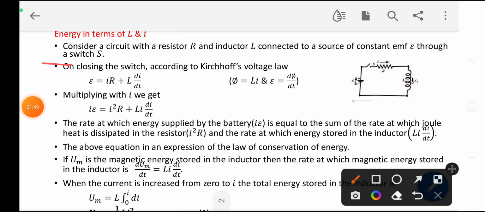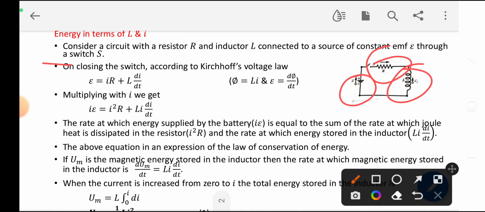On closing the switch, according to Kirchhoff voltage law. There are two Kirchhoff laws. One is the current law: the sum of the currents entering a junction is equal to the sum of the currents leaving the junction. The other is the voltage law: the voltage of the battery is equal to the sum of the voltages across the various components.